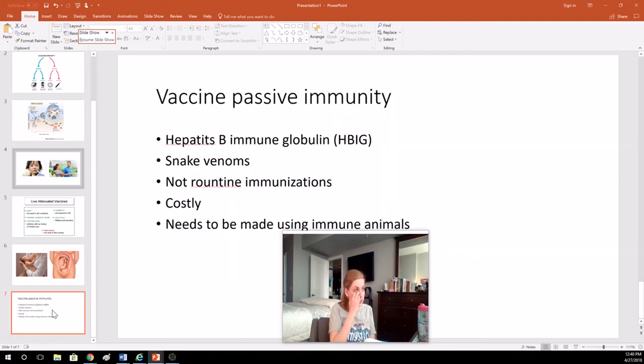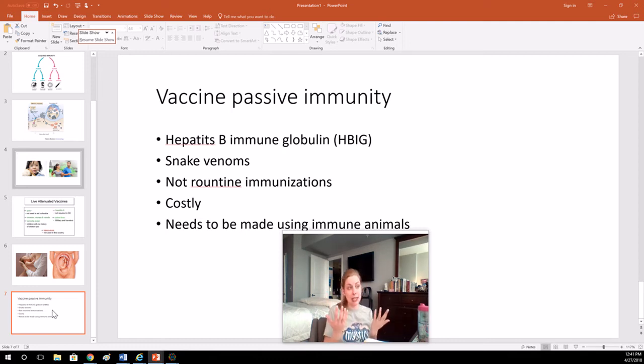And then there are some vaccines that are passive immunity. This is not going to be your regular run-of-the-mill vaccine because in order to do passive immunity, we need to have made a response with another animal and then injecting it. The most common example of this is hepatitis immunoglobulin. Also snake venoms. So if you get bit by a snake and go to the hospital, it's very unlikely that they will have an antidote to treat you for your snake bite. Because it's just so expensive to make.